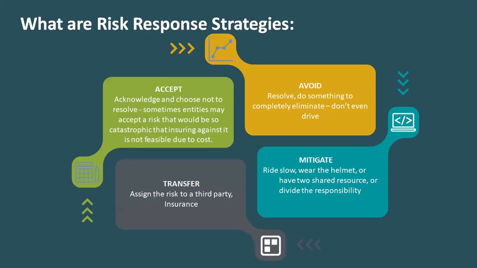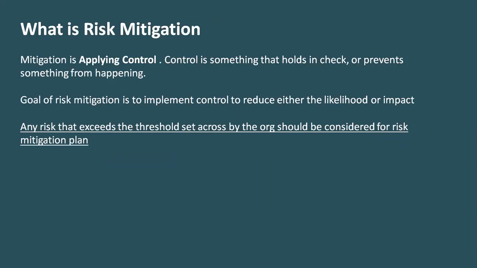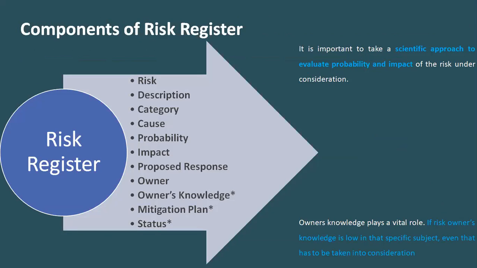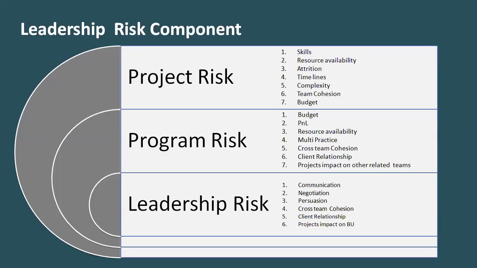Now, how do we respond to the risk? Avoid it, mitigate it, transfer it, like take insurance, or accept it. Like, I accept it, I'm going to drive a bike. Risk mitigation we discussed. Qualitative and quantitative ways, what the risk register is, and I'm not going to go through the definition again. Components of the risk register, I'm sure you know it by now. Leadership risk, it's a very important part.